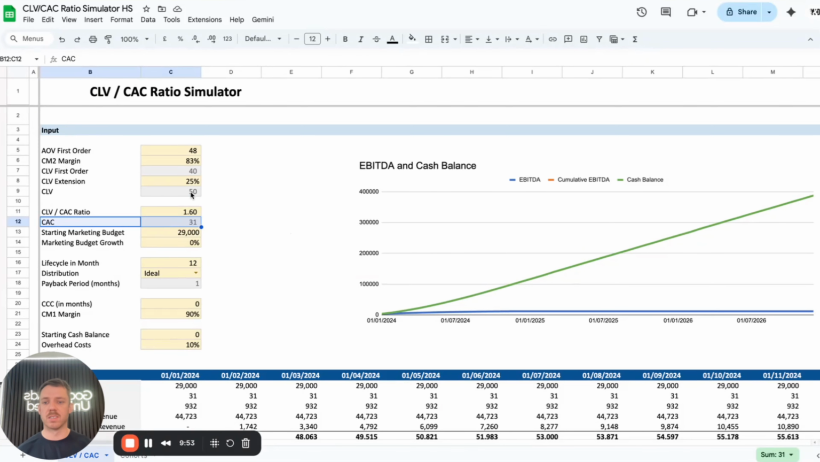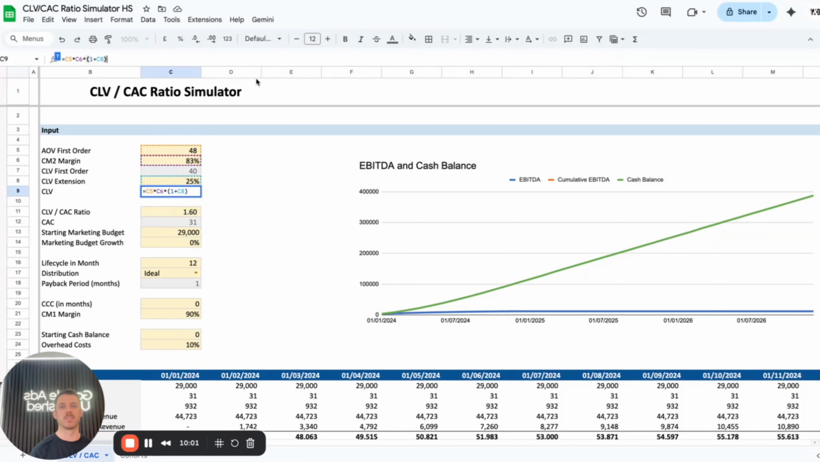Okay, so typically this is calculated quite easily by having, first of all, your average order value, times your CM2 margin, because that's what's left over for marketing. In this case, that's 40 euros. And then you usually add on what, within the time frame you looked at, typically over all time or, for instance, a year, your customer lifetime value extension is.